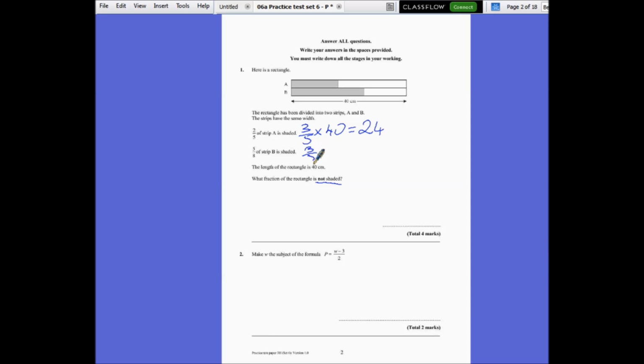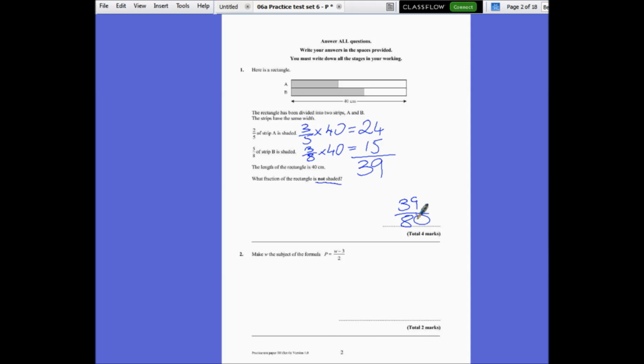There are 3/8 of the 40 centimetres of strip B not shaded in. So 40 divided by 8 is 5, times 3 is 15. So there are 15 parts of strip B that have not been shaded in. Altogether, that is 39 parts. Strip A was 40 parts, strip B was 40 parts, so that is 39 out of 80 parts altogether that are not shaded in.